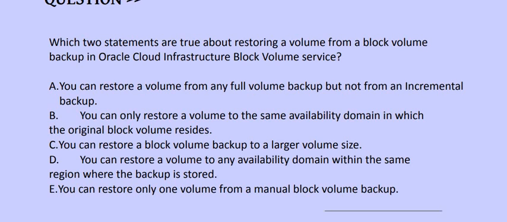Option D, you can restore a volume to any availability domain within the same region where the backup is stored. And option E, you can restore only one volume from a manual block volume backup. The correct option is option C and D.